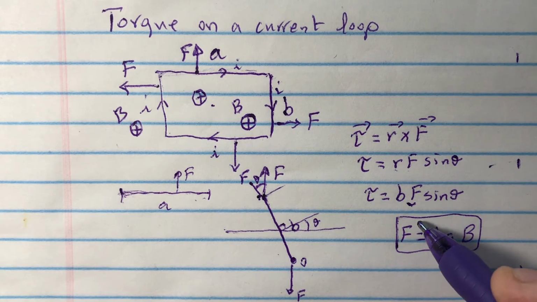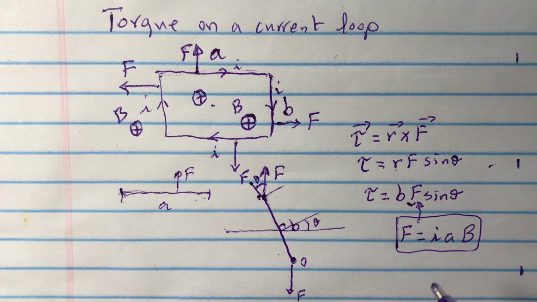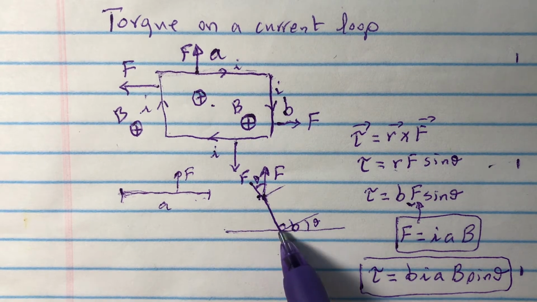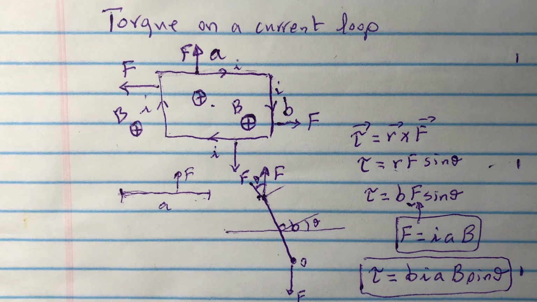Now we take this F and plug it there. So the torque is equal to B, I, A, and B, and then I have sine theta. So this is the torque that's acting on this loop here.